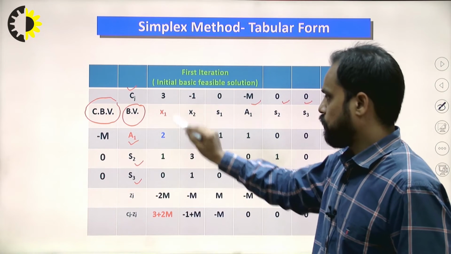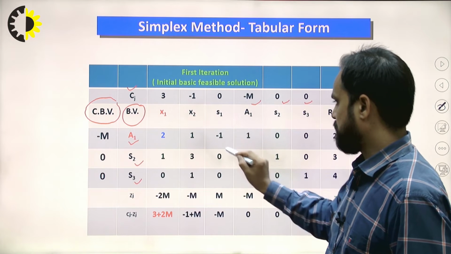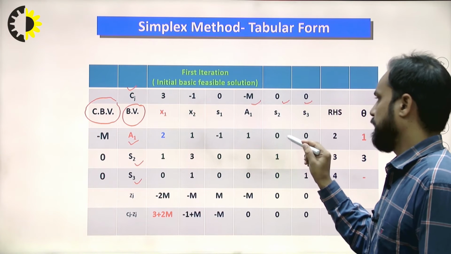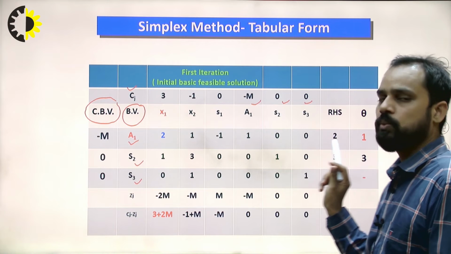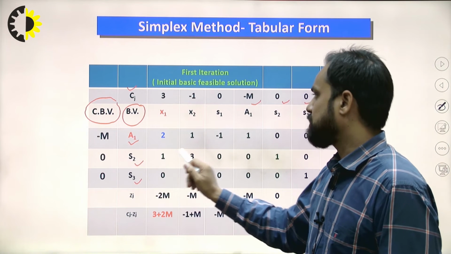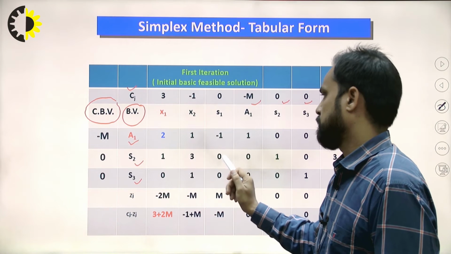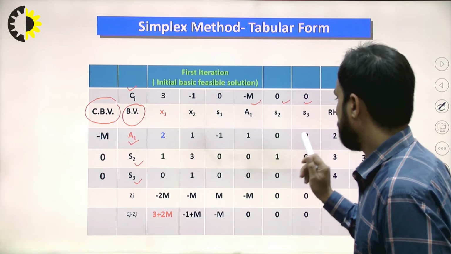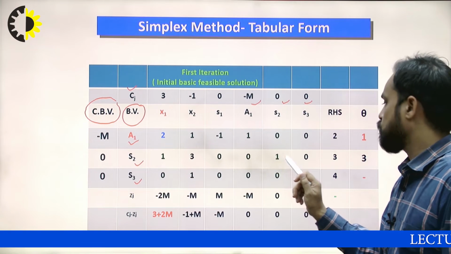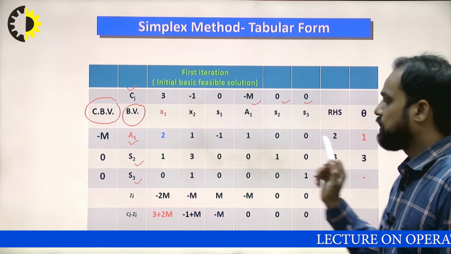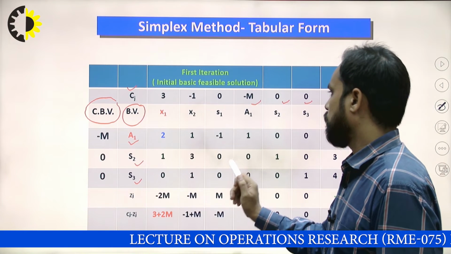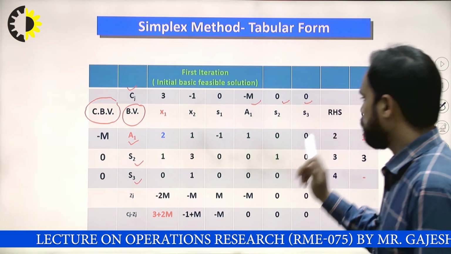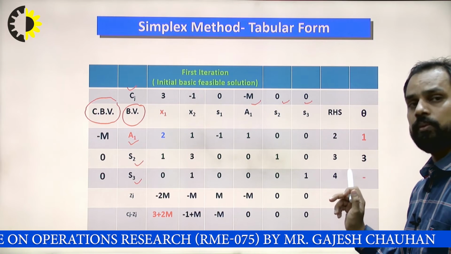The first constraint is 2x1 plus x2 minus s1 plus a1, plus 0 s2, plus 0 s3 is equal to 2. The right hand side is 2. The second constraint is 2x1 plus 3x2, there is no s1, there is no a1, plus s2 is equal to 3. The third constraint is 0x1 plus x2, no s1, no a1, no s2, plus s3 is equal to 4.